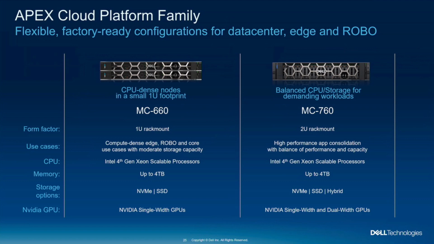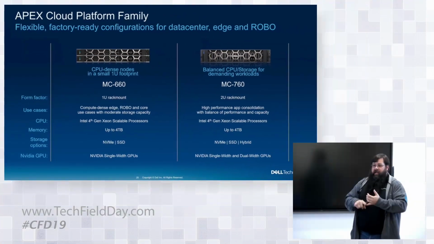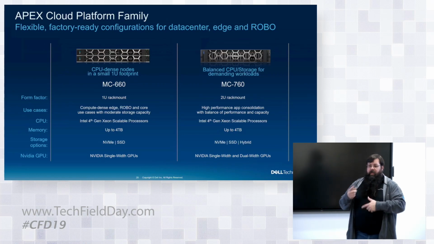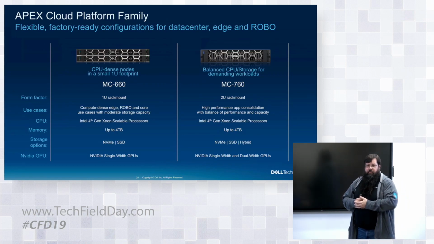For storage, we have options for NVMe and SSD configurations, and then we have Nvidia GPU support. So the 1U can handle the single width cards, the 2U can handle the single width and double width cards. Right now that's primarily the Nvidia A series. I know on the OpenShift side, we just recently added the H100, and we'll be adding some of the L series coming up here shortly.